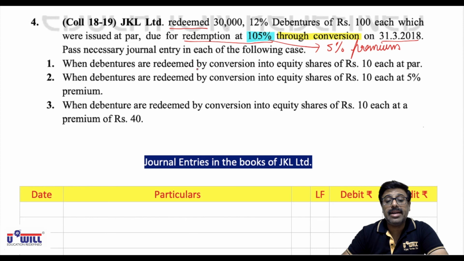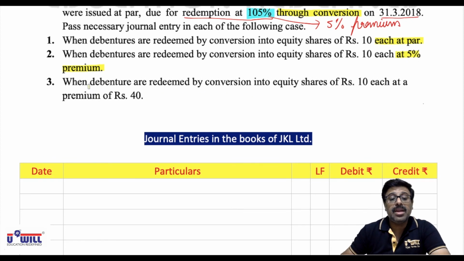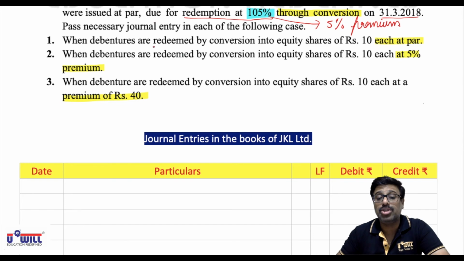When debentures are redeemed by conversion into equity shares of rupees 10 each at par, at par means no need of the workings. But in the second situation, when debentures are redeemed by conversion into equity shares of 10 each at 5% premium, we'll have to make the workings. We'll have to find the number of equity shares to be issued. And even in the third situation, when debentures are redeemed by conversion into equity shares of 10 each at a premium of rupees 40, we will have to make the workings to find the number of equity shares to be issued.